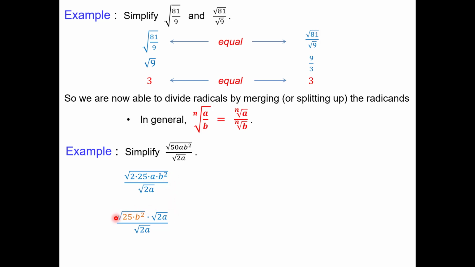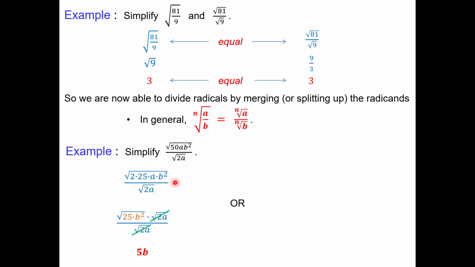Now, why we picked the 25 and the b squared, you might see maybe a reason why we picked those. Those are both perfect squares, and the 2a on bottom in the square root divides out with the 2a on top. So those divide out, and we get 5b as the answer, because square root of 25b to the second power is 5b.